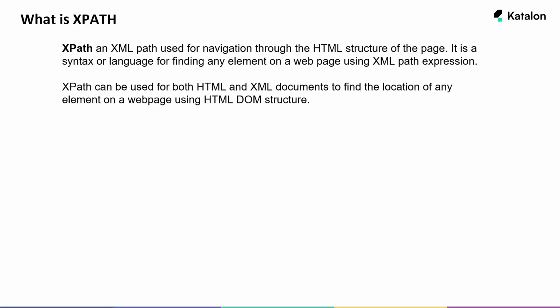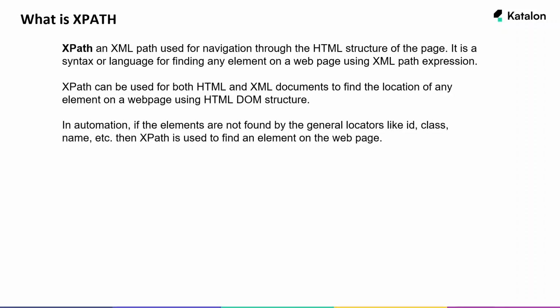And XPath can be used for both HTML and XML documents to find the location of any element on a web page using HTML DOM structure. So in automation, if the elements are not found by the general locators that we discussed in our previous section, like ID, class, name, etc., then XPath is used to find an element on the web page.